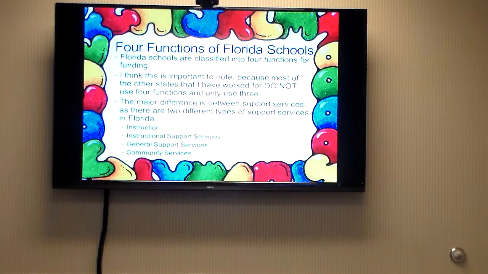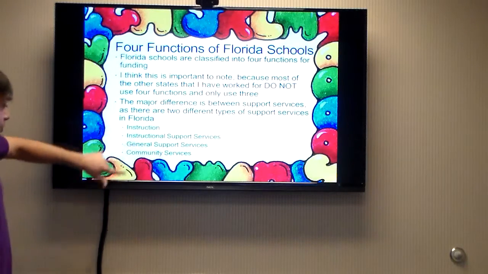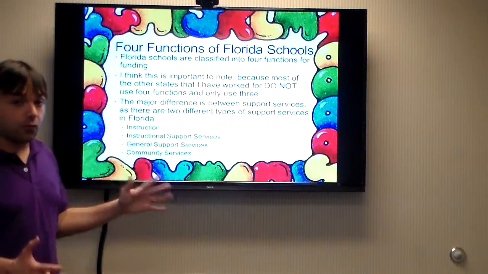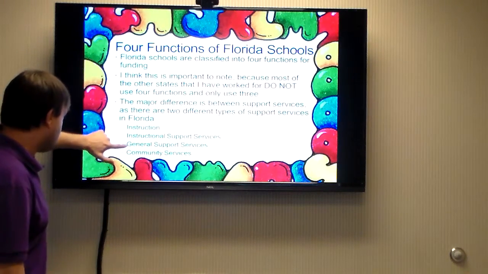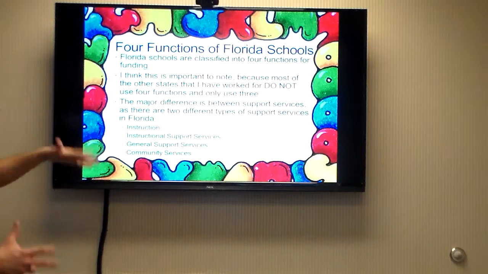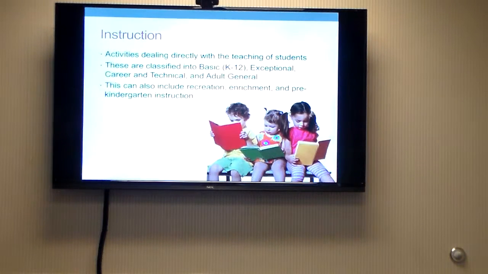The functions for funding are important because most of the other states only use 3. Florida uses 4. Florida has 2 different types of support services. What I'm used to seeing for funding for schools is instruction, support services, and community services. Florida doesn't do that. Florida differentiates between instructional support and general support. I think that's worth noting because it's unique for the state compared to what I see in Oklahoma and what I've seen in Ohio. Most of them use instruction, support, and community as their functions.